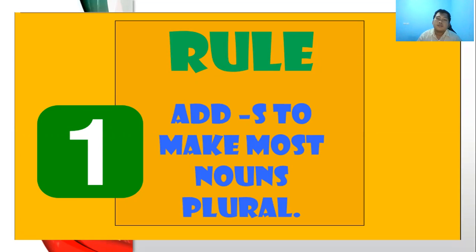So rule number one, add s to make most nouns plural. Okay, take note of the word most. So that means it is not all, but most nouns. Okay, so we have to add s to make most nouns plural. That's rule number one. To make most nouns plural, we have to add s to the word or to the last part of the word.